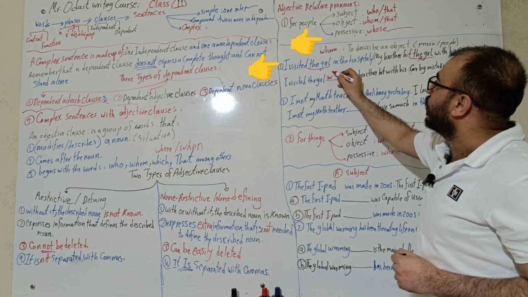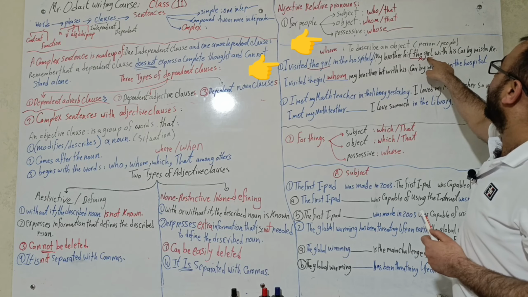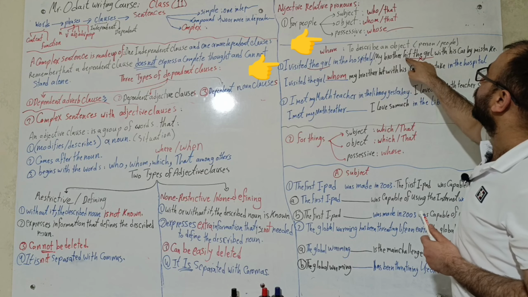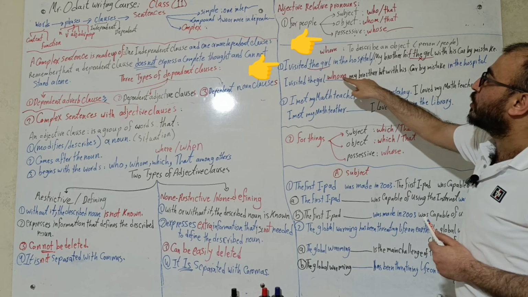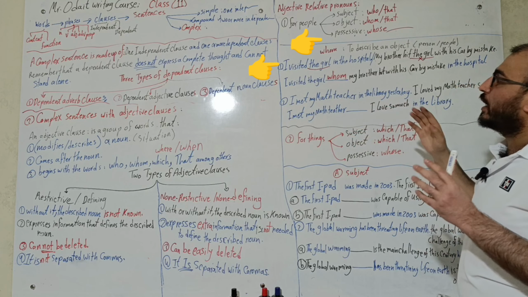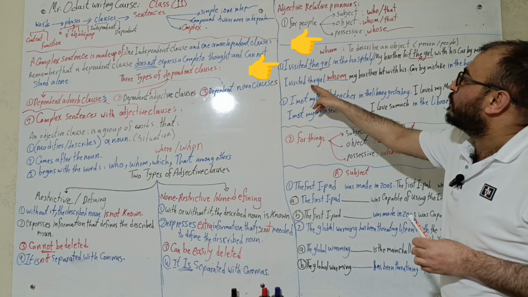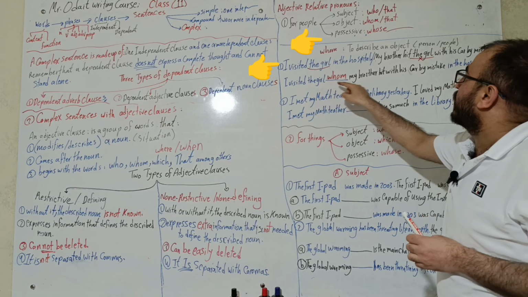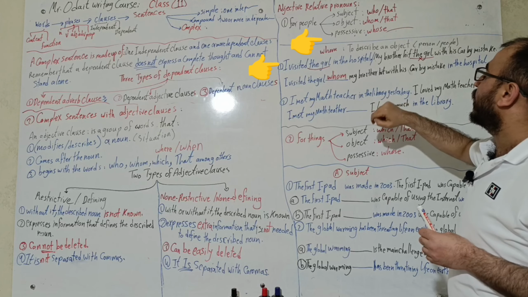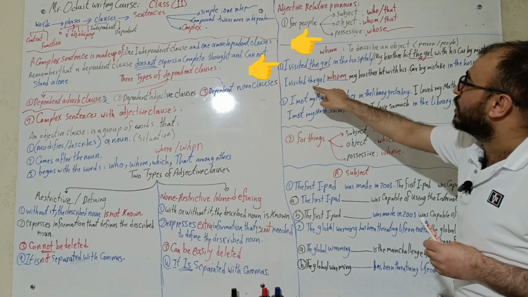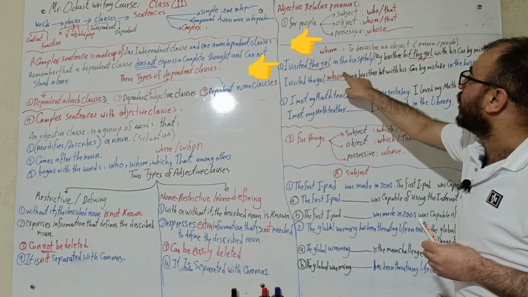Here, my friends, I visited the girl whom my brother hit. I don't repeat it again because it is mentioned before. Again, my friends, I don't repeat the same object in the sentence. Here, I replace it with a relative pronoun at the beginning of the dependent clause. I visited the girl whom my brother hit. Here, I don't write it.